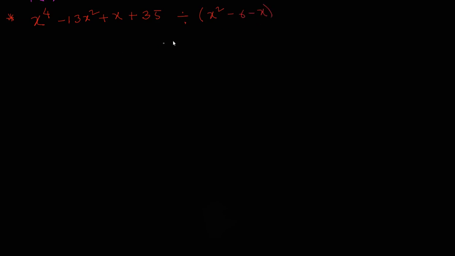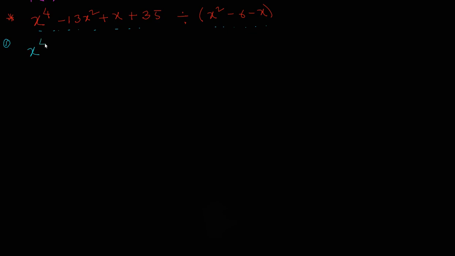So basically I need to find the quotient and remainder. Okay, so let's follow step by step. In step number one, what I need to do is organize my terms. I need to organize my dividend and divisor in descending order. So let us see first. First of all, let's write down the dividend.